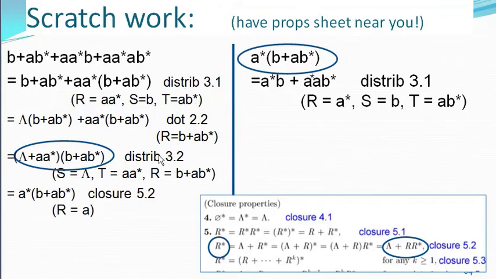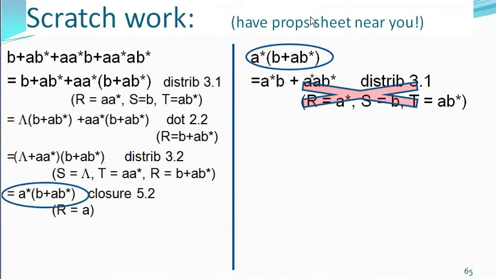Fantastic. So by closure 5.2, I can say that this whole thing, these 2 pieces, the lambda plus AA star, that just collapses, right? Lambda plus RR star collapses into R star. So lambda plus AA star collapses into A star as long as I have R equal to A in closure 5.2.